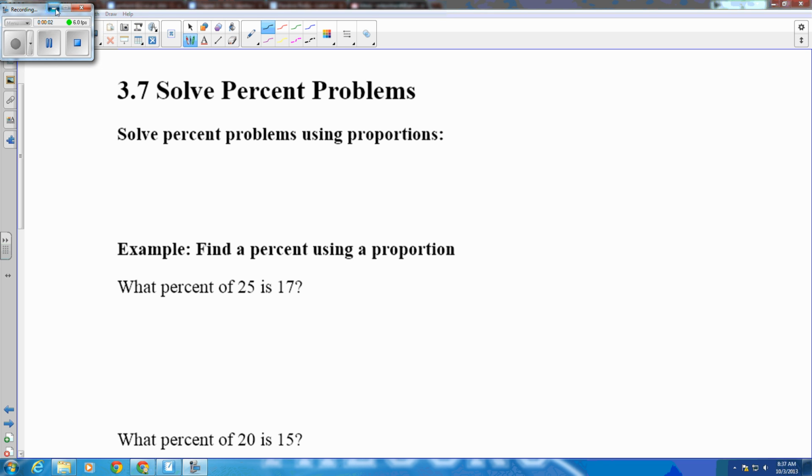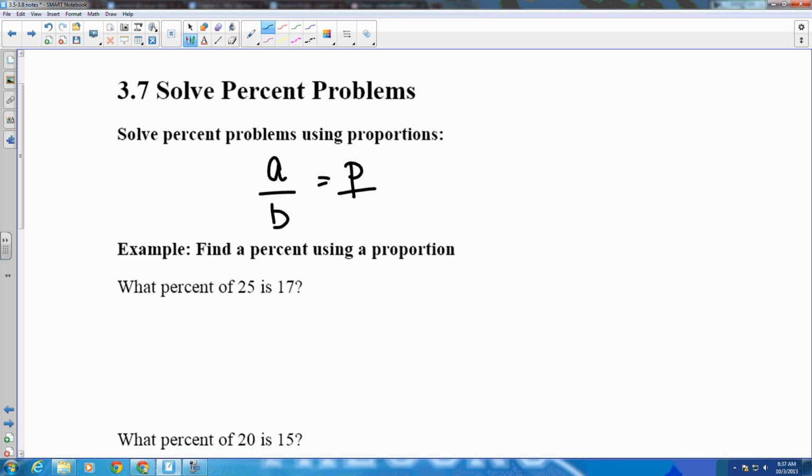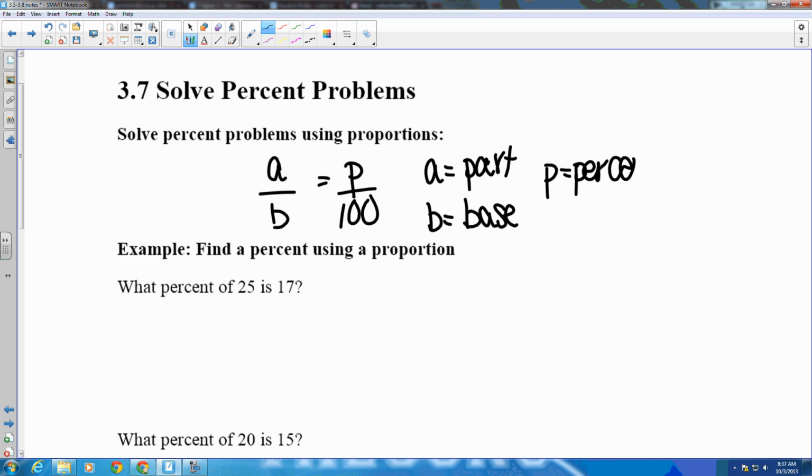All right, we're going to be doing solving percent problems, which is section 3.7. So using the proportions, our percent proportion is A over B equals P over 100, where A is the part, B is the base or the whole, and P is the percent. That's why it's over 100, so it's always going to be the percent above 100.